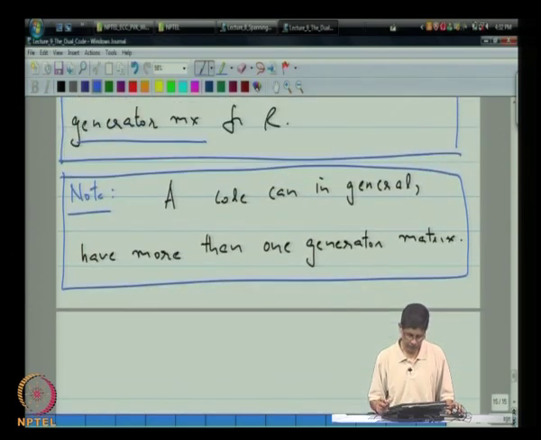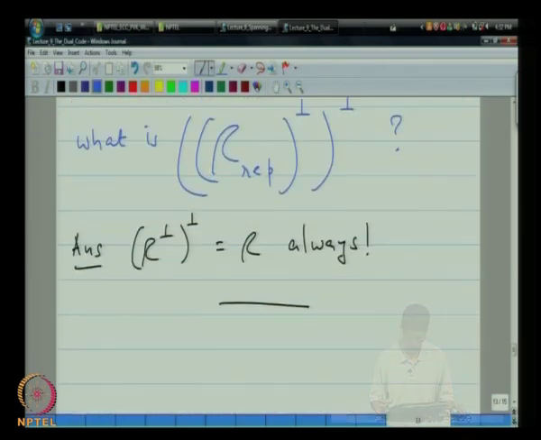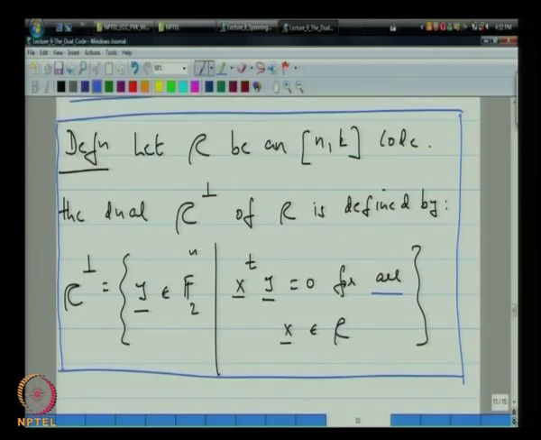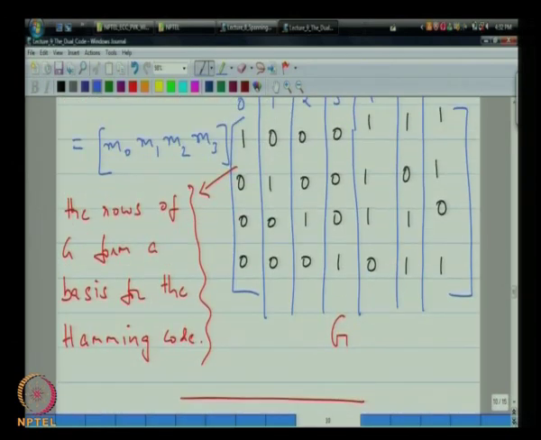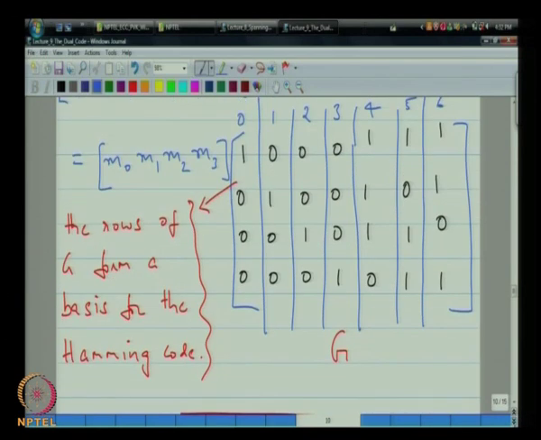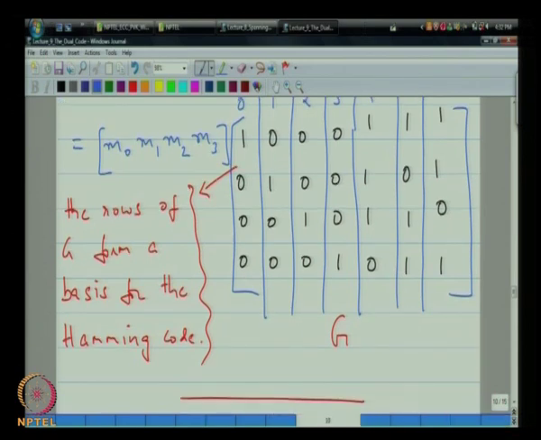Now, as far as examples go, we have already seen a generator matrix for the Hamming code. So, in retrospect, perhaps I should use a different color. Let me write in green.